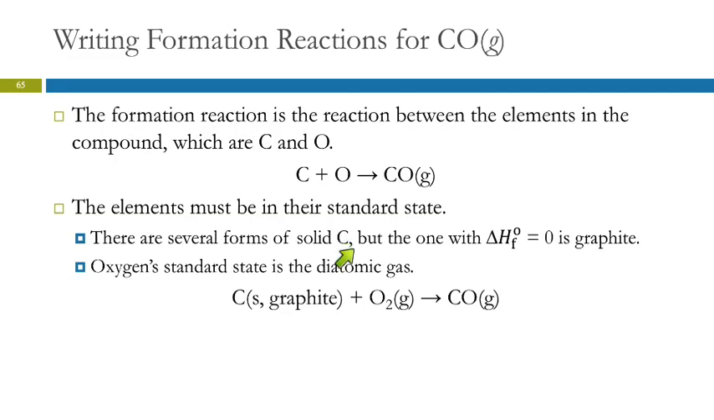Well, there are several different states for solid carbon. The one that has delta H0 is graphite. So that's what we're going to put here, graphite. And for oxygen, its standard state is O2. So we need these in their standard states. We're not done yet because this isn't balanced, is it?